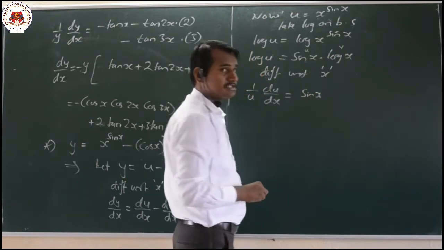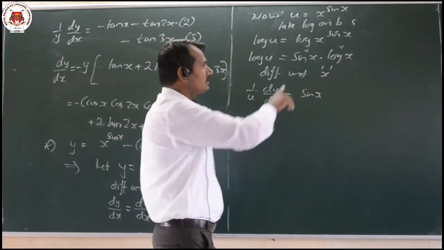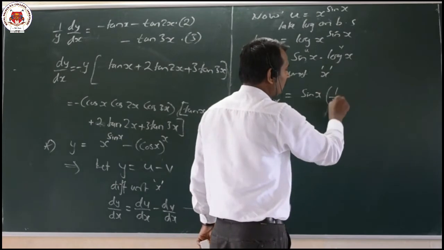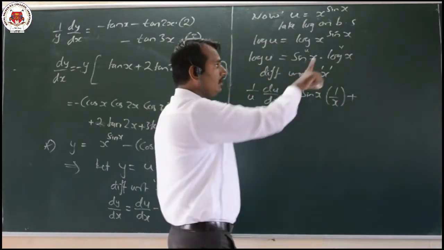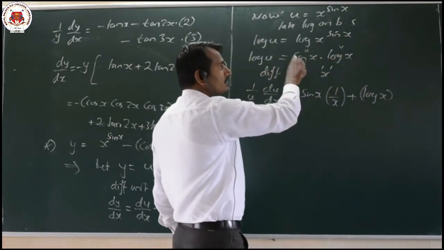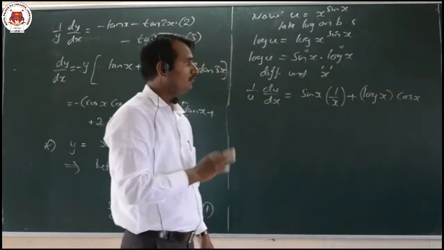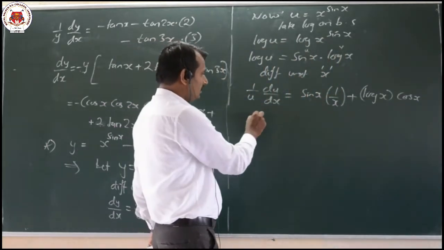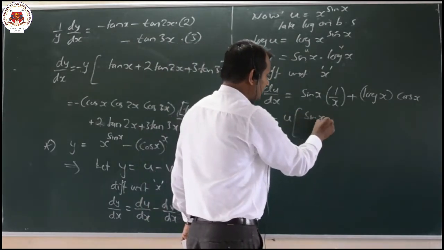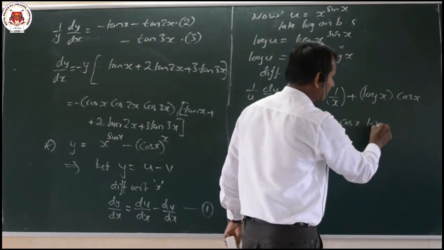By parts, I have to use the product rule. What does the product rule say? u as it is, d by dx of log x, log x differentiation is 1 by x, plus log x as it is, that is v as it is, differentiation of sin x is cos x. Very simple problem, see. Now du by dx is equal to u into sin x divided by x plus cos x into log x.